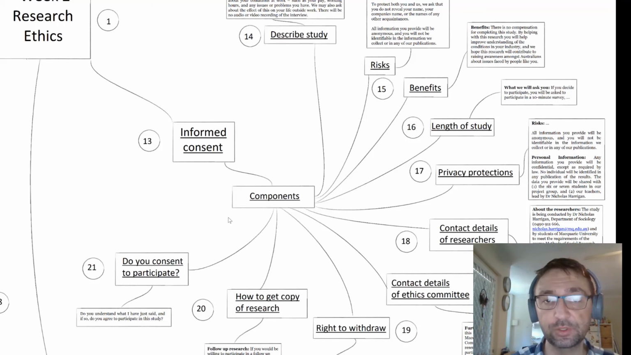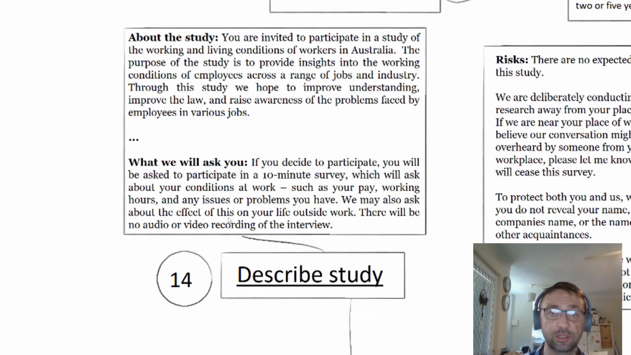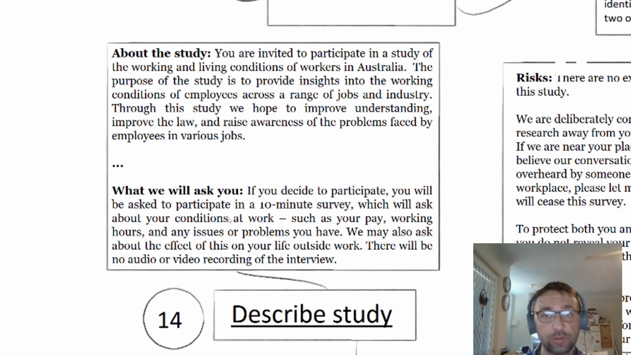For the "what," I've used an example from the informed consent that we'll be using in our study this semester. You note here the description of the study is quite short and sweet. It's like 3 sentences. You're invited to participate in a study of working conditions. The purpose is to provide insights into the conditions of employees, and we hope to improve understanding, improve the law, and raise awareness of the problems of these employees.